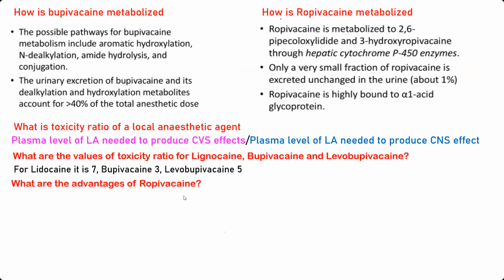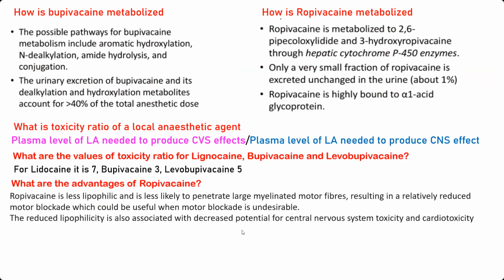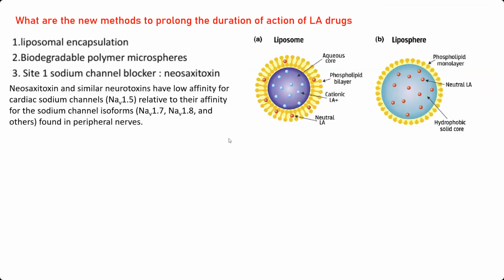What are the advantages of ropivacaine? Sir, it is less lipophilic, so less likely to penetrate large myelinated fibers and reduce motor blockade. Second, because of that, it has less central nervous system toxicity and cardiotoxicity. What are the new methods to prolong the duration of local anesthetic action? Putting it through liposomal carriers. Very good. Liposomal encapsulation, then biodegradable polymer microspheres, and site 1 sodium channel blocker, that is neosaxitoxin. So these are how these mechanisms work.